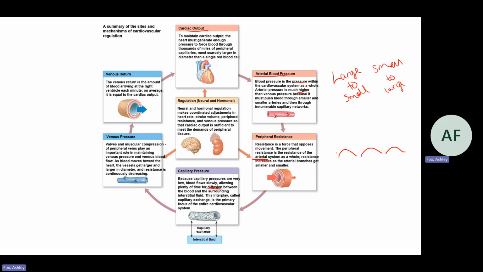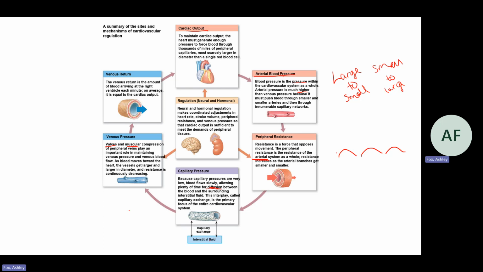Again, venous pressure depends on the valves, and skeletal muscle compression is going to help with venous pressure, since it's so far away from the heart. Again, the blood has gone through the large arteries to the medium arteries to arterioles to capillaries.